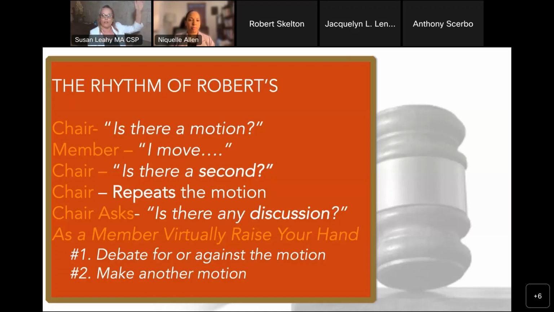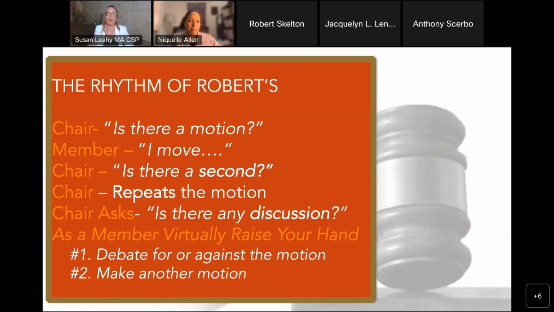Now, it's important for you to understand as a board member that it's at this moment, when the chair says, is there any discussion regarding the main motion, whatever motion was just made, that you can do one of two things. You can either debate for or against that motion. I agree with the main motion. I disagree with the main motion. Or this is where you can make another motion. I move to amend the main motion.